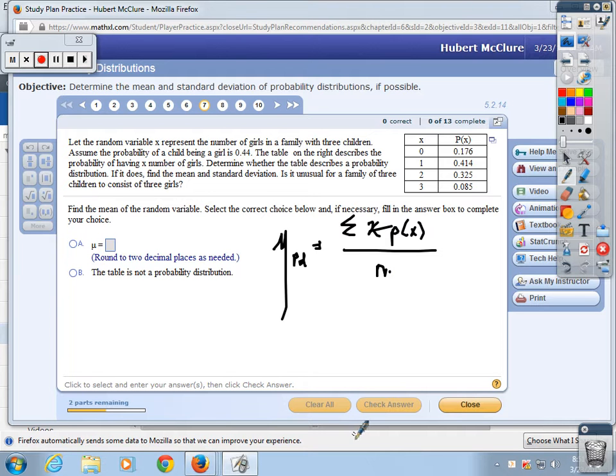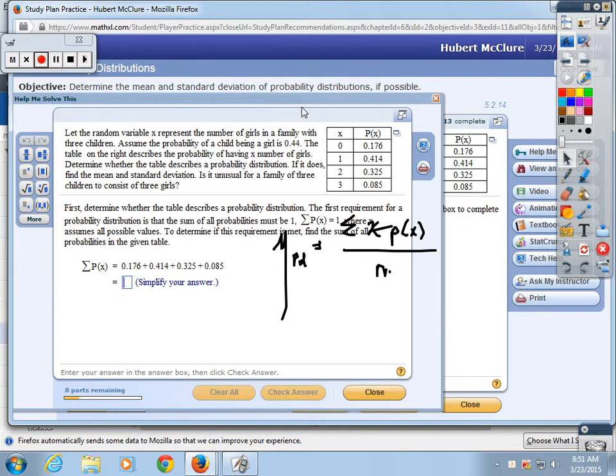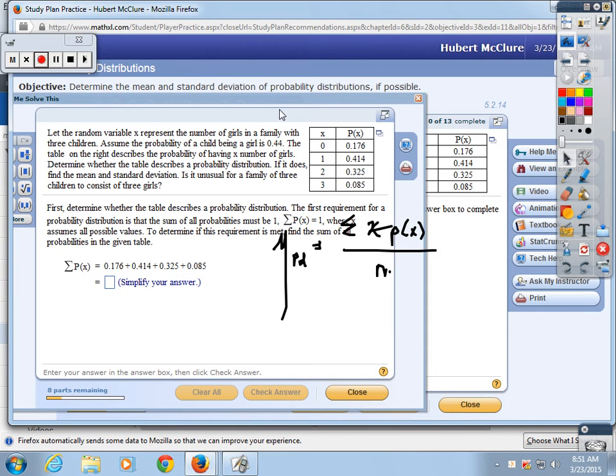And they should give you that as soon as you hit help me solve this. There it is. Well, no, they don't give it to you. You've got to get the summation of p of x. Okay, find the summation of p of x. I had x in there, sorry. There we go.